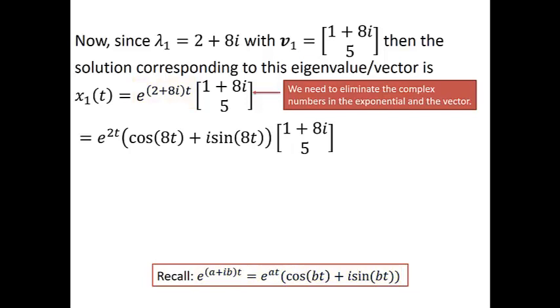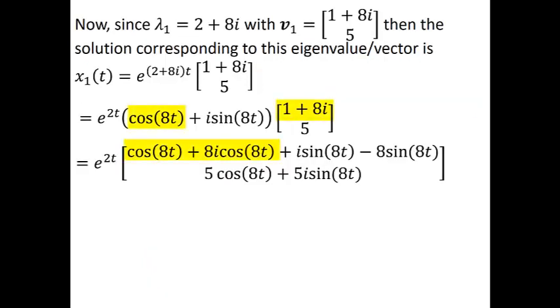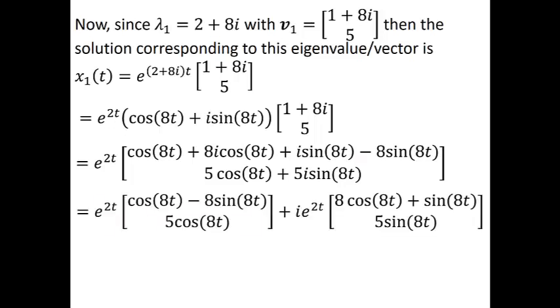All right, so we're going to multiply the cosine plus i sine times our vector. So we get cosine of 8t plus 8i cosine of 8t plus i sine of 8t minus 8 sine of 8t. And then for the bottom row, 5 cosine of 8t, 5i sine of 8t. All right, we're going to pull this matrix apart into the real parts and the imaginary parts. So for the real part, we'll have an e to the 2t times cosine of 8t minus 8 sine of 8t, and then in the bottom, 5 cosine of 8t. Plus everything that has an i in it. So an i e to the 2t times 8 cosine of 8t plus the sine of 8t, and then 5 sine of 8t. So we pulled it apart into the real part plus our imaginary part.